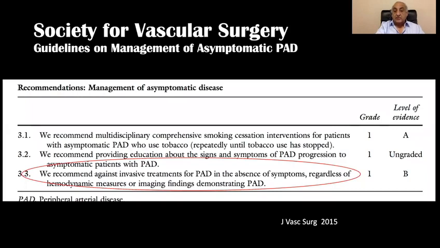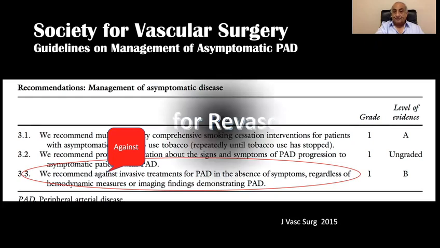These are the guidelines of the European Society for Vascular Surgery, published in 2015. And they say clearly, we recommend against invasive treatment for peripheral arterial disease in the absence of symptoms, regardless of hemodynamic measures and regardless of imaging findings demonstrating peripheral arterial disease.